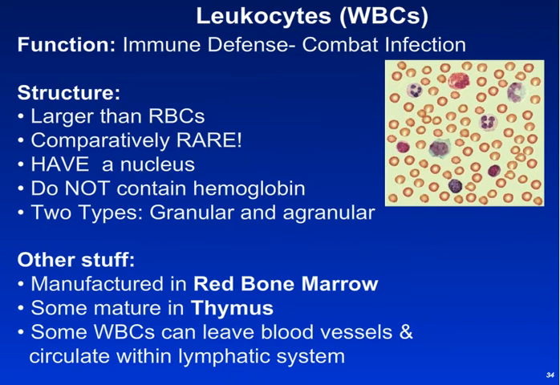Other important stuff to know about white blood cells is that just like red blood cells, they are made in the red bone marrow, although some move to the thymus to mature, and these are called T cells or T lymphocytes, and we'll talk about these in a later chapter. The other thing that differentiates white blood cells from red blood cells is that they can actually leave the blood vessels and circulate within the tissues in the lymphatic system. This is important because infection doesn't always occur in the blood, and if the infection's in the body tissues, the white blood cells have to be able to move out of the blood vessels to the site of the infection.